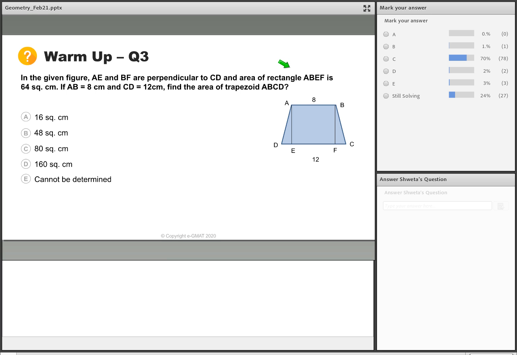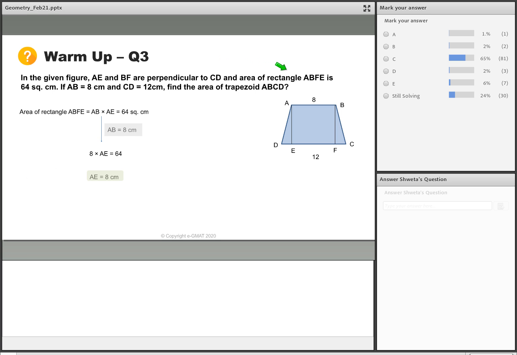Now AB is 8, okay, CD is 12, which is the whole of this, and we want the area of the trapezoid. Well, what can I do when there's so much given in a question? I should always start with what is given to me. What I know, then I'll see what I can do with it, right? So here what I'm given is the area of my rectangle. Let's see what I can do with that.